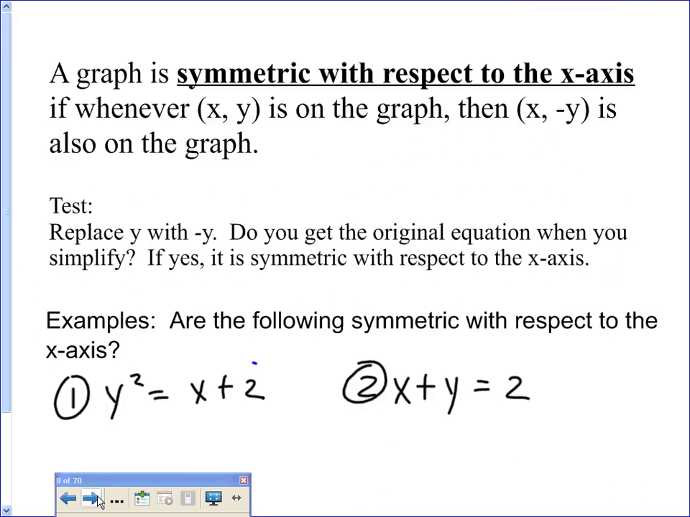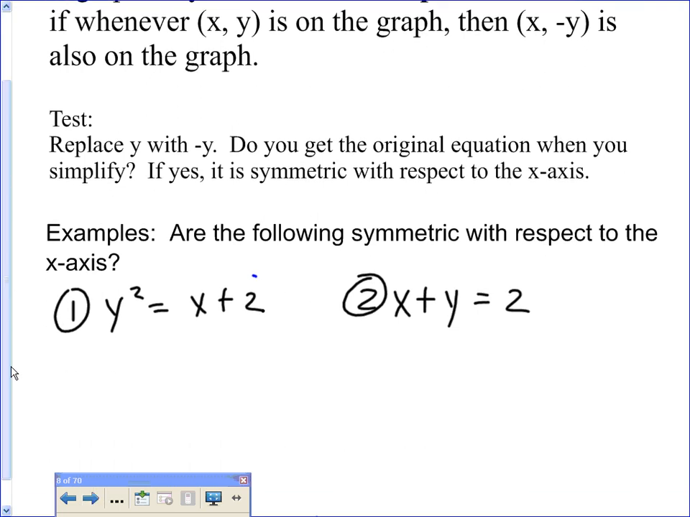Now we're going to look at symmetry with respect to the x-axis, and this is when, if I have the point (x, y) on the graph, then I also have the point (x, negative y). The test in this case is to take out the y, replace it with negative y, and find out if we get the original equation back. If we do, we have symmetry with respect to the x-axis.